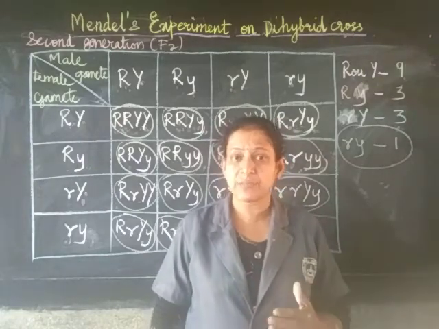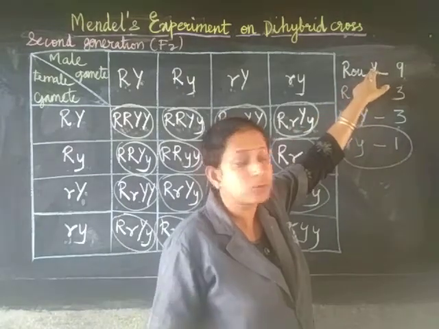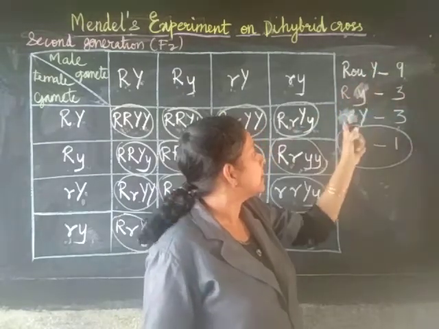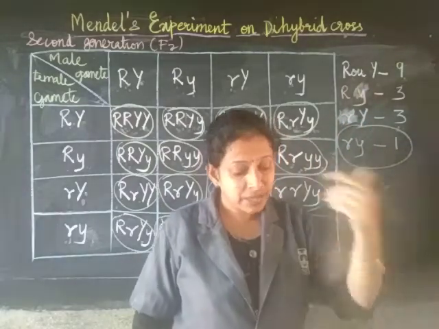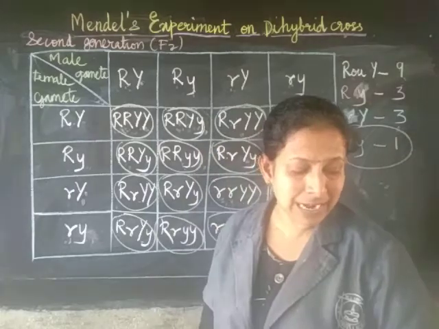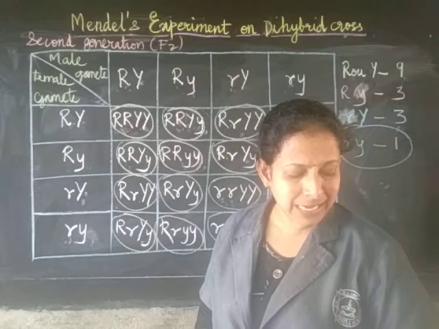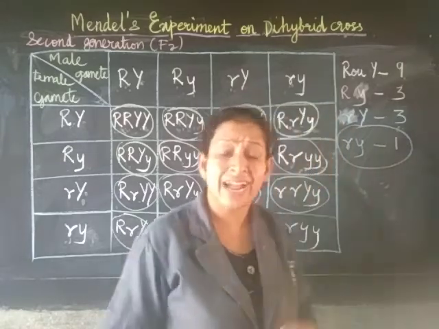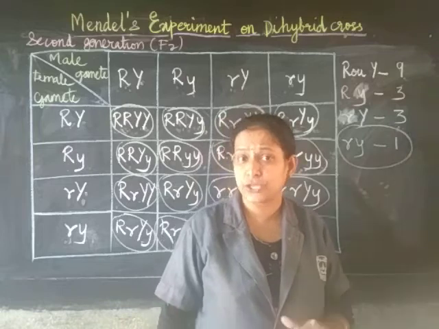What is that genotypic ratio? Phenotypic ratio are rounded and yellow, that means appearance from outside, rounded and green, wrinkled and yellow and wrinkled and green. Phenotypic only 4 are there. But genotypic, if you can see, there are how many combinations? 1, 2, 3, 4, 5, 6, 7, 8, 9. 9 different combinations are there in genotypic ratio.